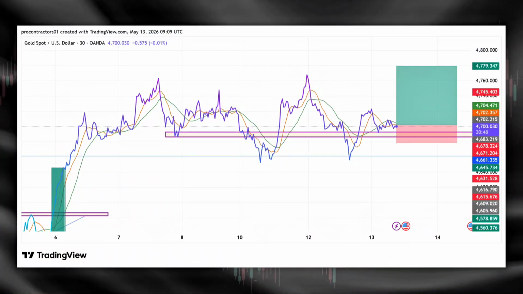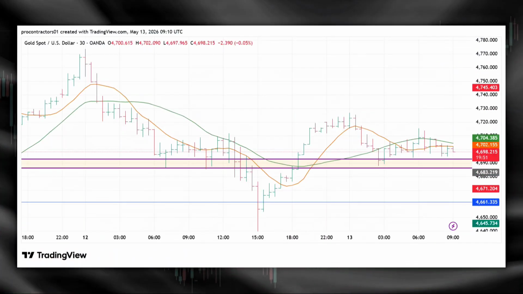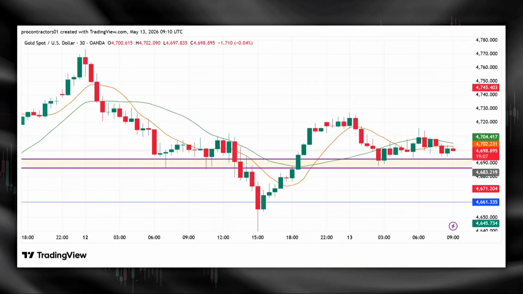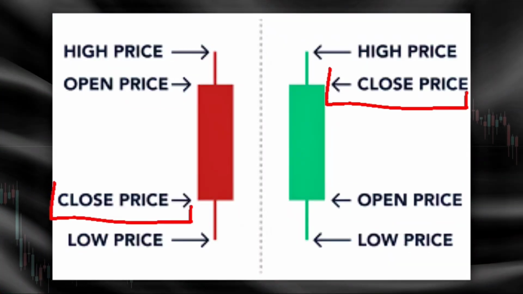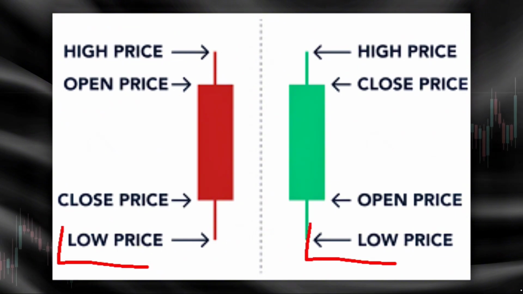The most common Forex charts are line charts, bar charts, and candlestick charts. But honestly, 90% of traders mainly use candlestick charts because they are easier to read and give more information. Understand candlesticks. Candlesticks are the language of the market. Each candlestick tells four things: open price, close price, highest price, and lowest price.